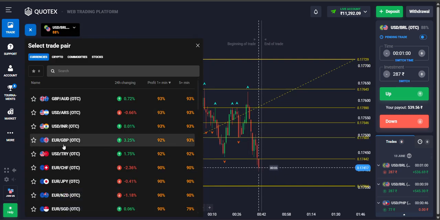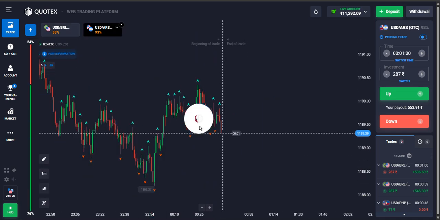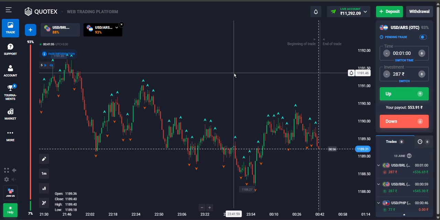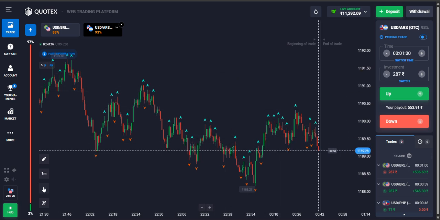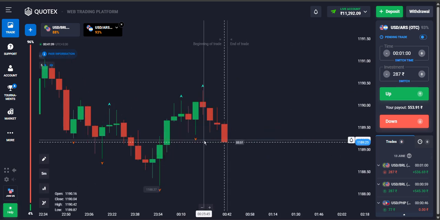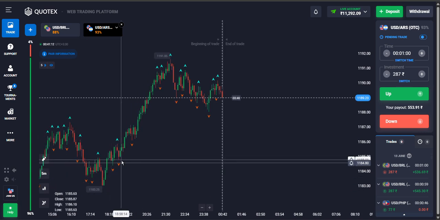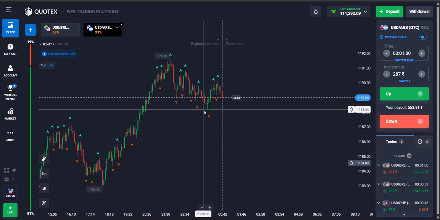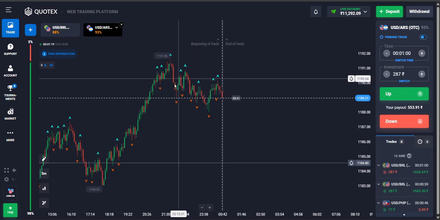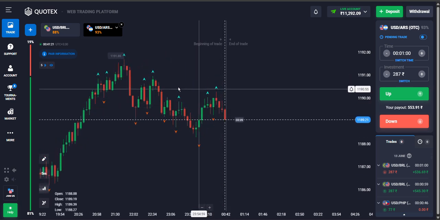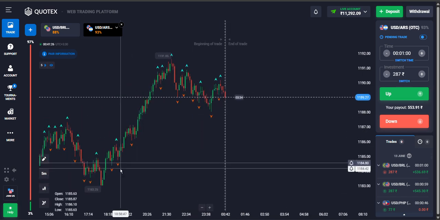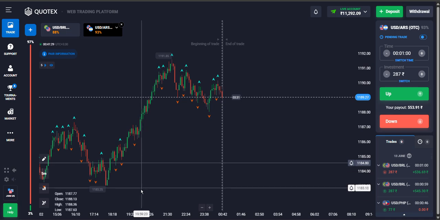Let's change an asset. So I will not trade GBP USD. Okay, USD ARS seems to be a good asset, and okay, it's not showing a very clear pattern. Let's see if there is some clear pattern in 5 minutes. So the market went down from here, it went up, and then again down, then up, then down, then up. So it is basically in the 5 minute time frame stuck in a range.